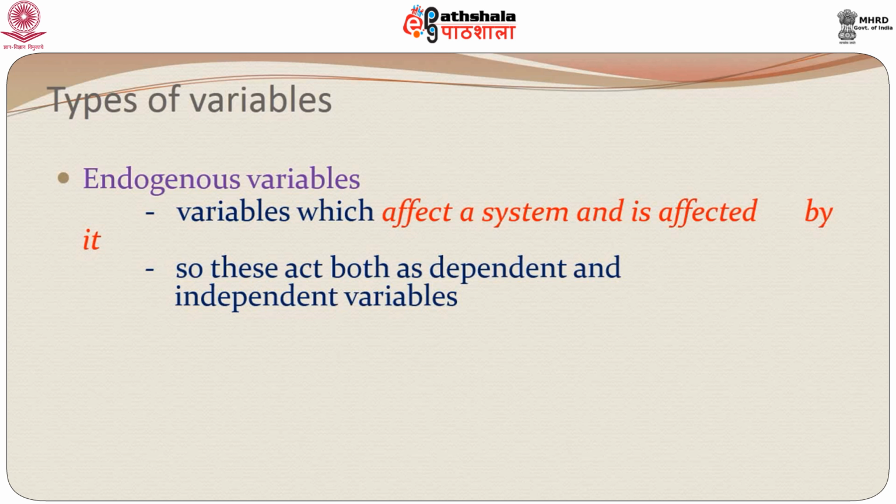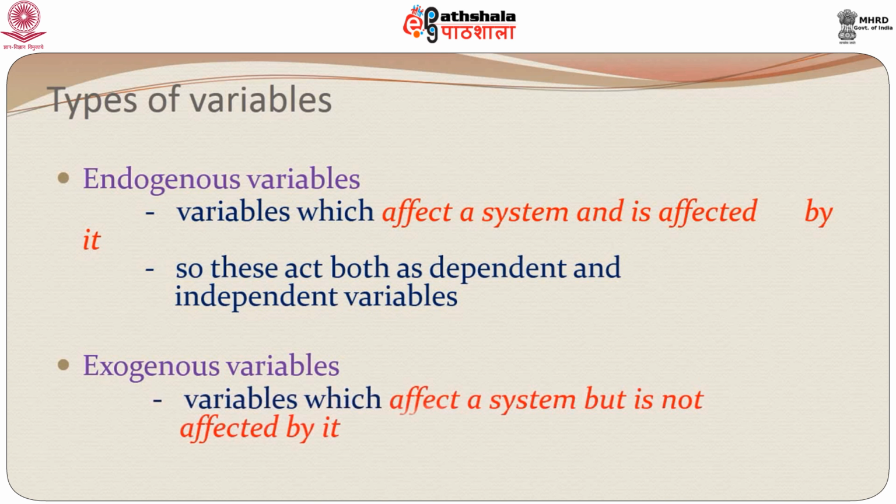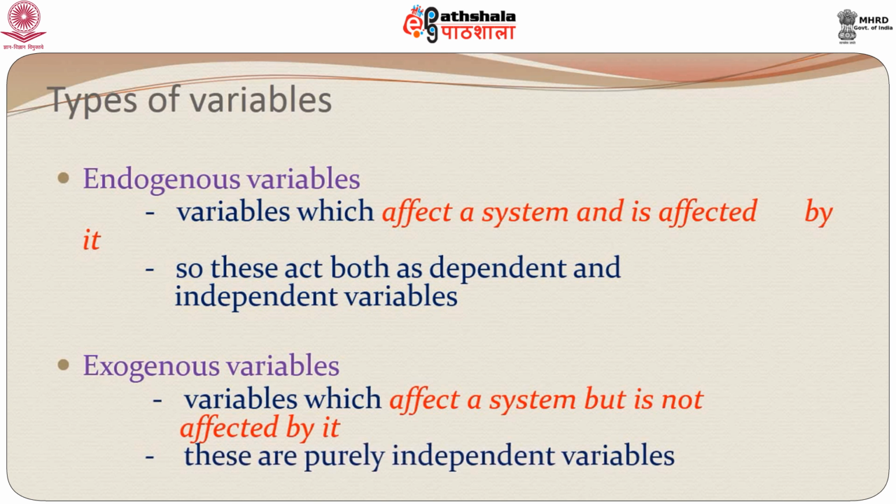So, it both influences the system, that means it acts as an independent variable, as well as it is influenced by the system, that is, it acts as a dependent variable. So, it is both a cause and an effect variable. As opposed to this, there will be some variables which are exogenous by nature. Exogenous variables affect a system, but are not affected by it. So, these exogenous variables are primarily independent variables. They do not depend on the system.